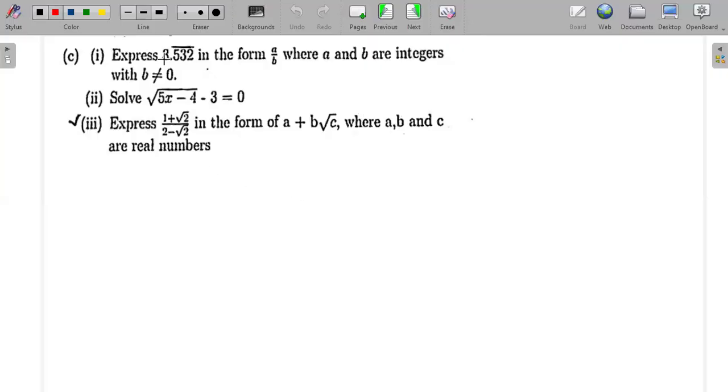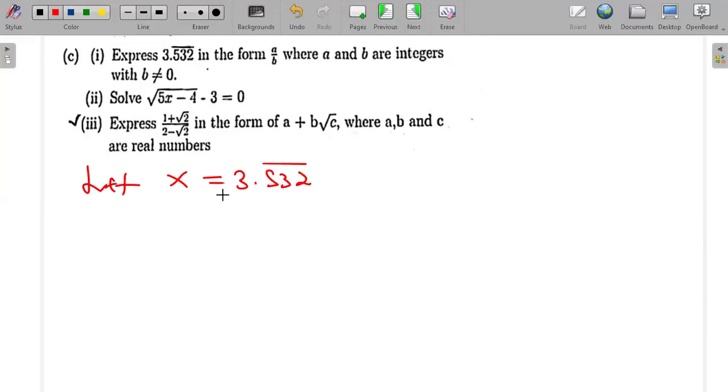So here they're saying express 3.532 with a bar on top there in the form a over b, where a and b are integers and b is not equals to 0. Okay, so the first step there is just to say let x be equals to the number that you've been given there.